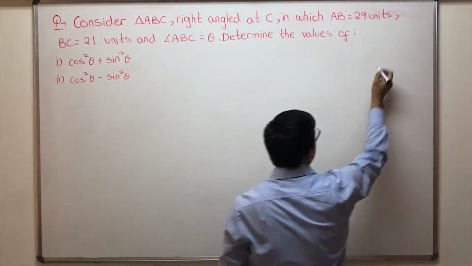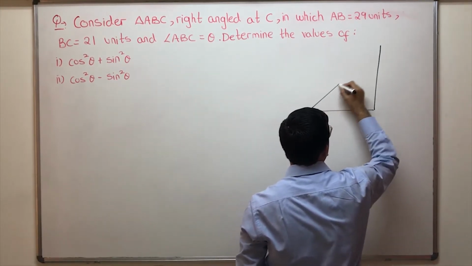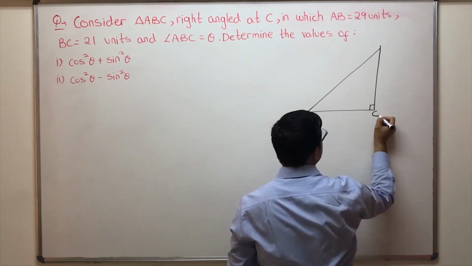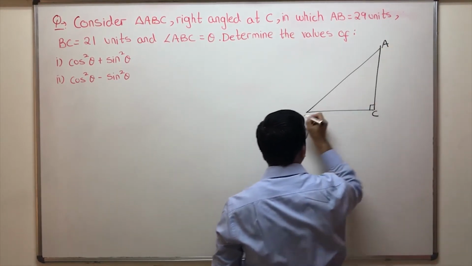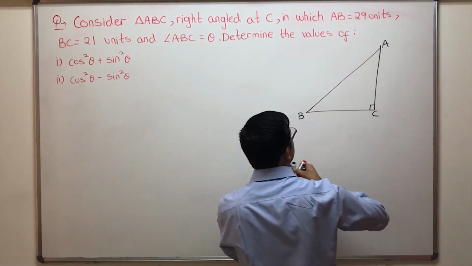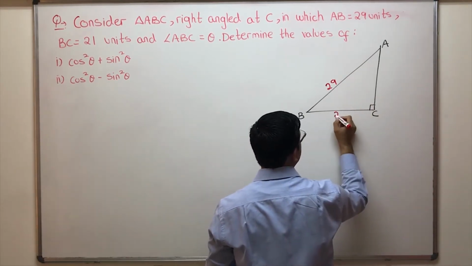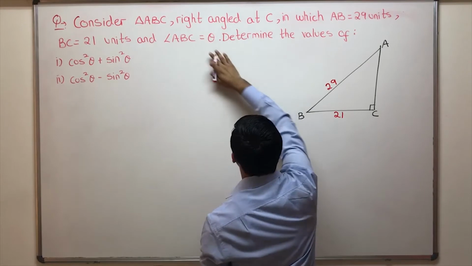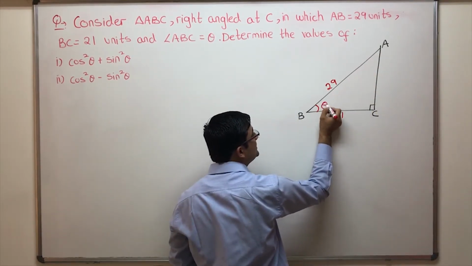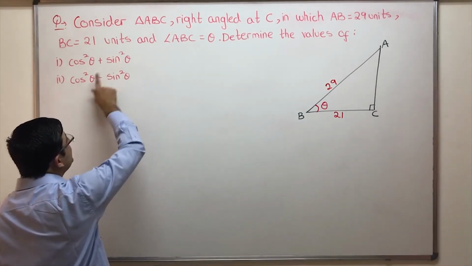Basically, we have a right angle triangle. So I'll draw the right angle triangle over here. So this over here is the right angled at C. So let's say I call this over here A and I call this over here B. Now we are given AB is 29 units. So I'll label this. AB is 29 units and BC is 21 units. And angle ABC is theta. So angle ABC, meaning this angle over here, is theta. Is this clear?